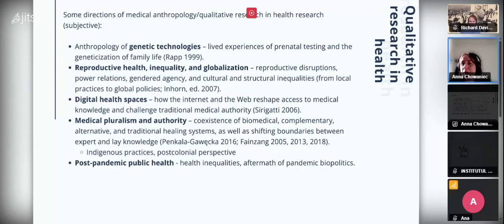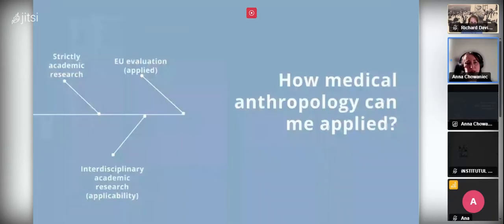Also, to let you know, I'm absolutely okay with sharing this presentation with you. So if you're interested in any of the authors that I'm mentioning here, there's a list at the end if you'd like to have a look at that.